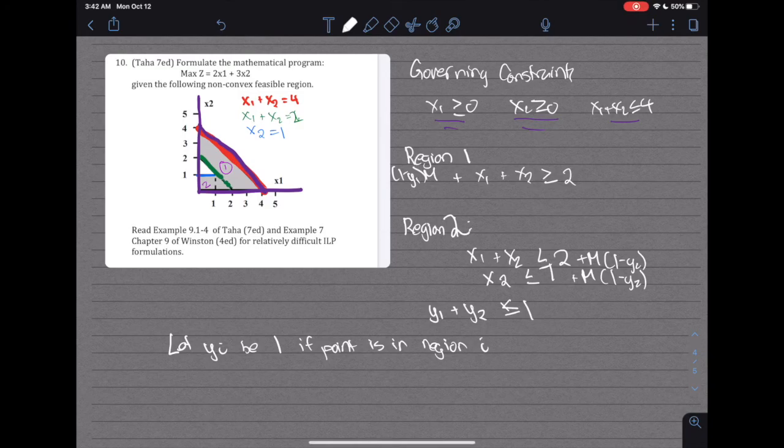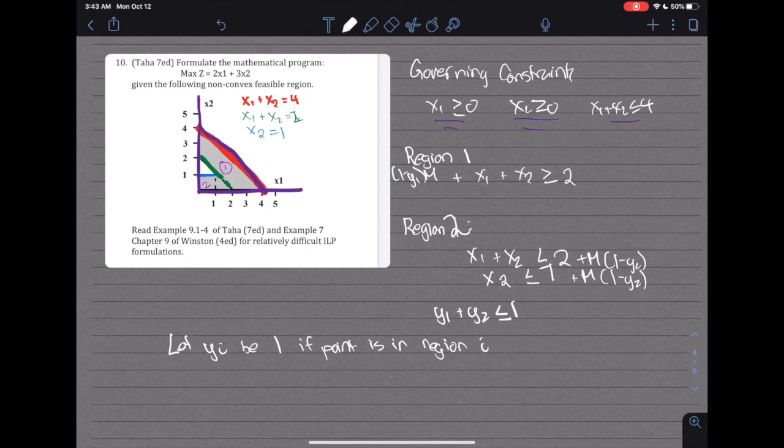Again, it's an at most constraint, therefore only 1 or 2, at most 1. So we have y1 plus y2 is less than or equal to 1. At most 1. Now, to explain, again, a point can only be in region 1 or in region 2.